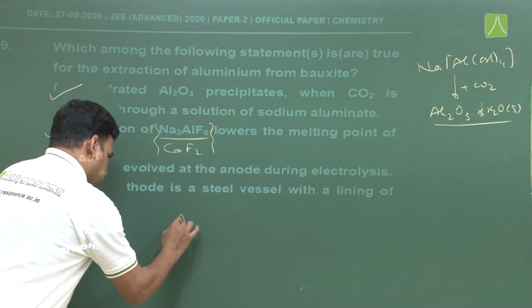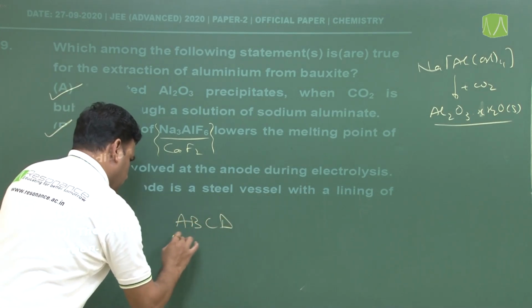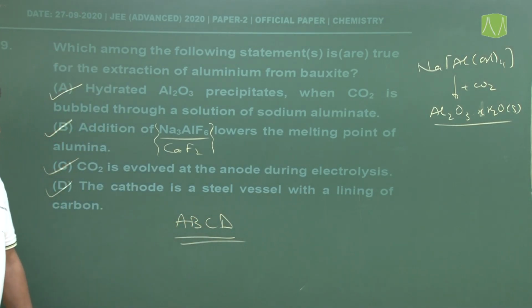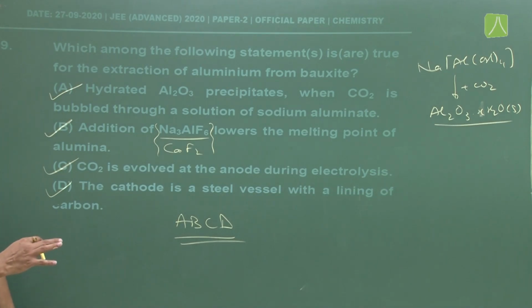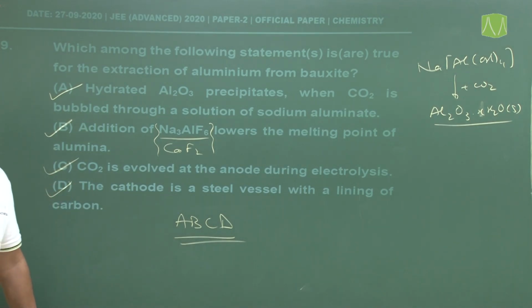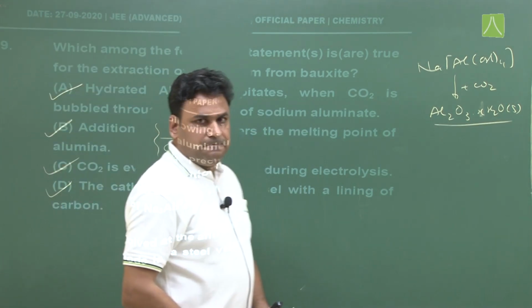So this is a multiple correct question, and A, B, C, D, all four options are correct for this question related to the metallurgy of aluminium. All of this is factual, and all these are facts we know. So this is a moderate level question from the metallurgical extraction of aluminium.